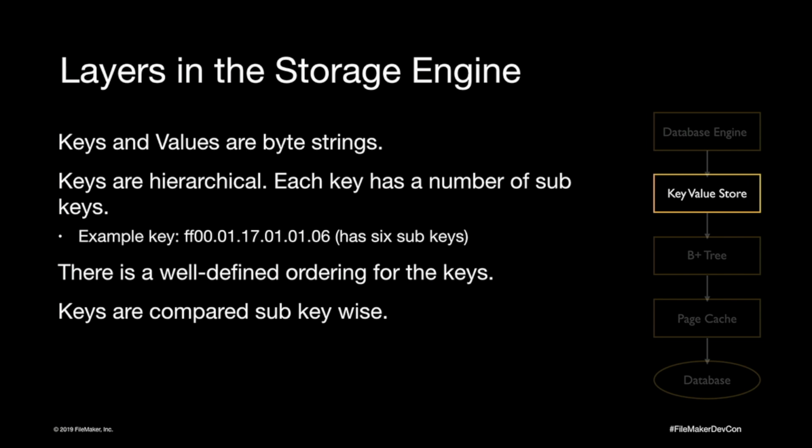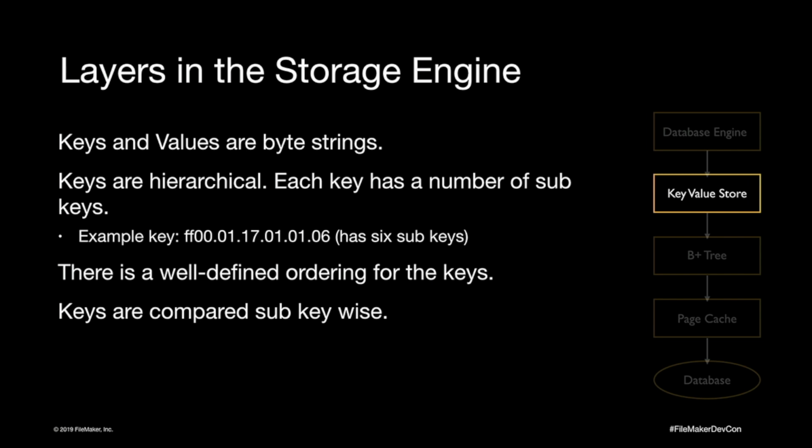Each key can be broken down into multiple subkeys. For example, I just showed a typical key. It has 6 subkeys. Starting from left to right, we can number them subkey number 1, 2, like that. The reason we are using subkeys is that any ordered key value store has to implement an ordering function, because between every pair of keys, we should be able to tell which key comes before the second key.